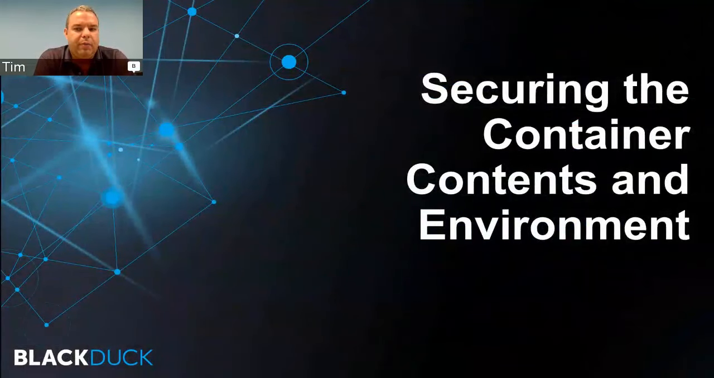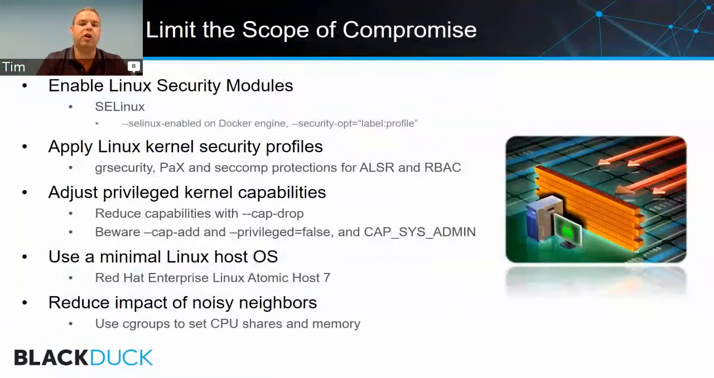So with all of that as the backdrop, I want to take a look at how to secure the container contents and the environment itself. So let's start with limiting the scope of compromise. First and foremost, we want to be in a position where we're enabling the Linux security modules. There is no meaningfully good reason why we wouldn't be running with SELinux today. We also want to think about things related to kernel security profiles and address space layout randomization and access controls of every shape and form.